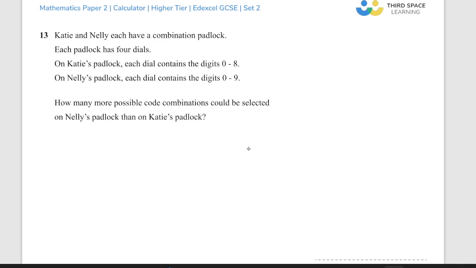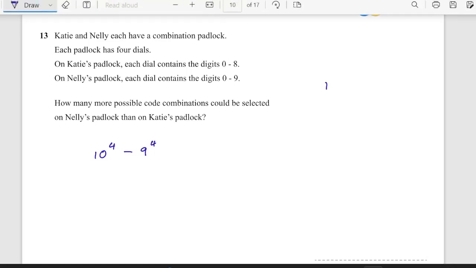Okay, so Nellie's padlock, we've got 10 digits, and there are 4 dials, so it would be 10 times 10 times 10 times 10, or 10 to the power 4. And on Katie's we've only got 9 digits, so that would be 9 to the power 4, or 9 times 9 times 9 times 9. Let me just explain that a little bit better.